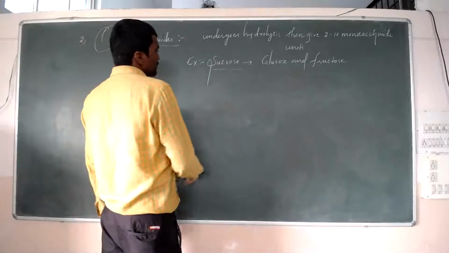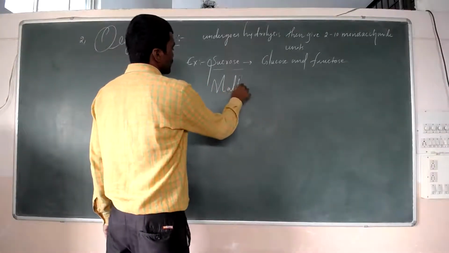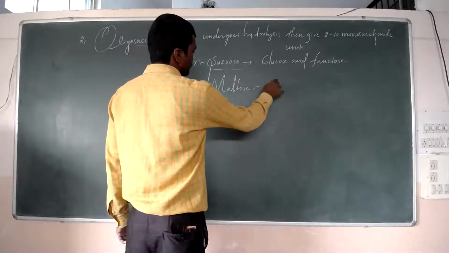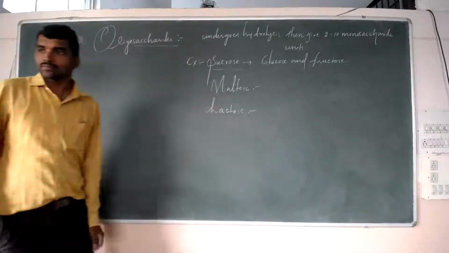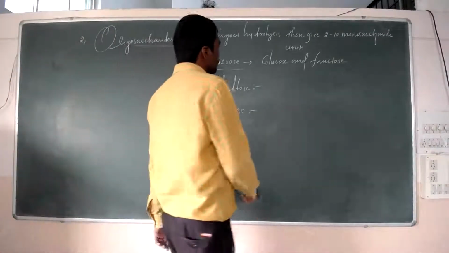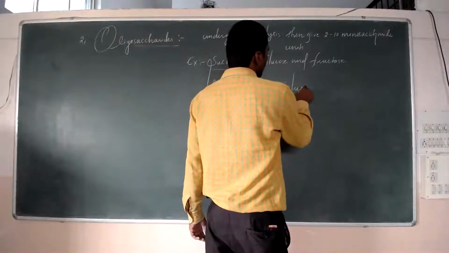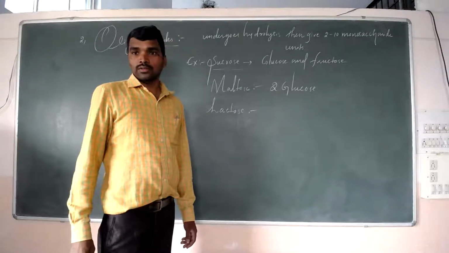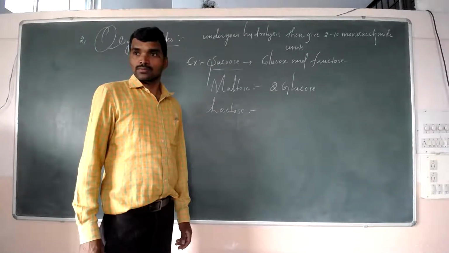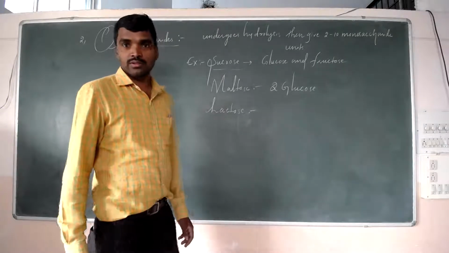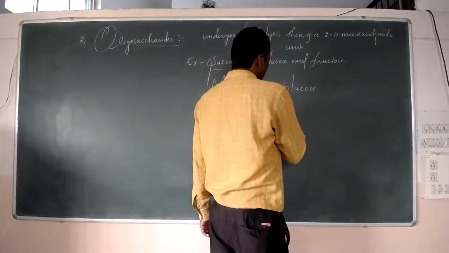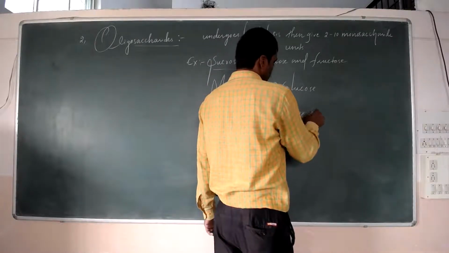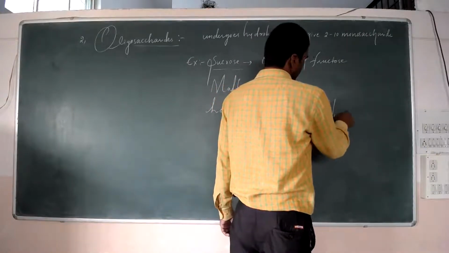Next one, maltose. I'm writing, these are disaccharides. And we have lactose. Maltose undergoes hydrolysis and gives 2 moles of glucose. Lactose undergoes hydrolysis and gives glucose plus galactose.